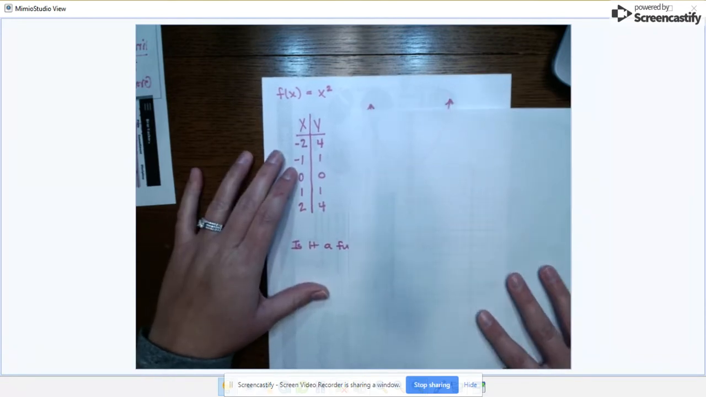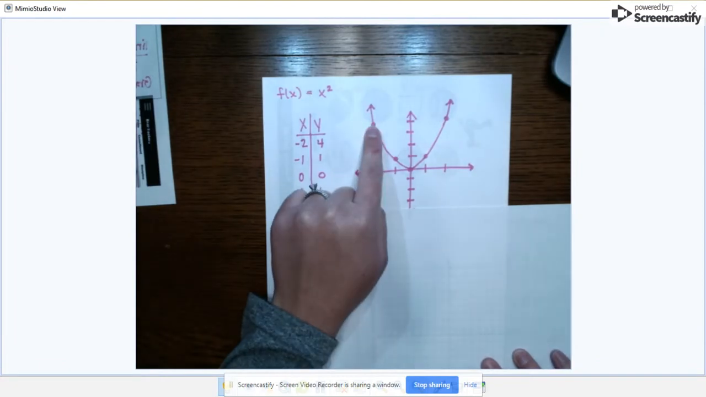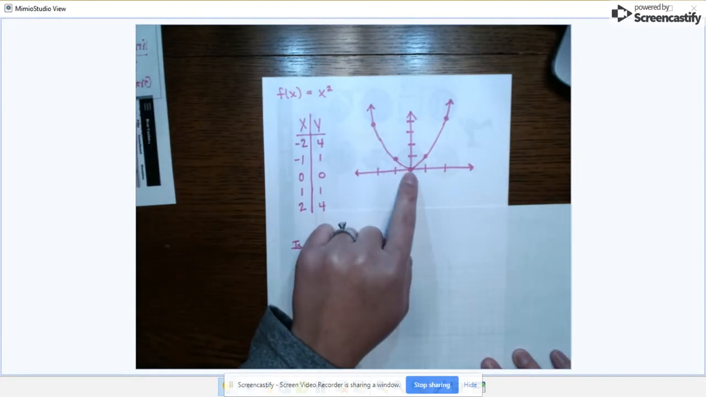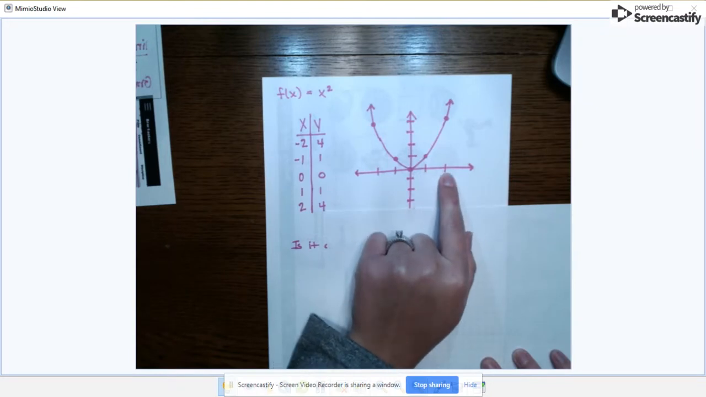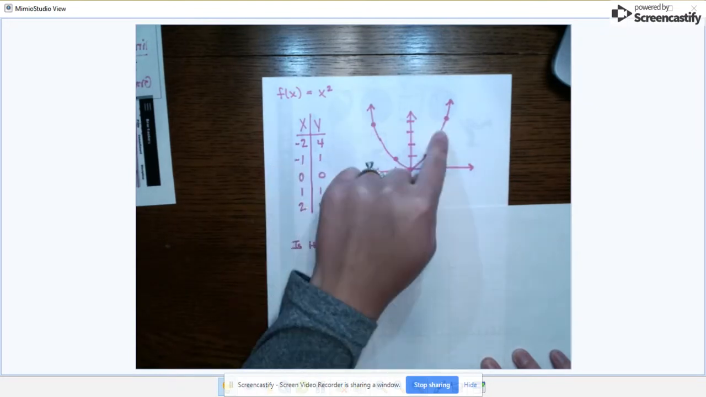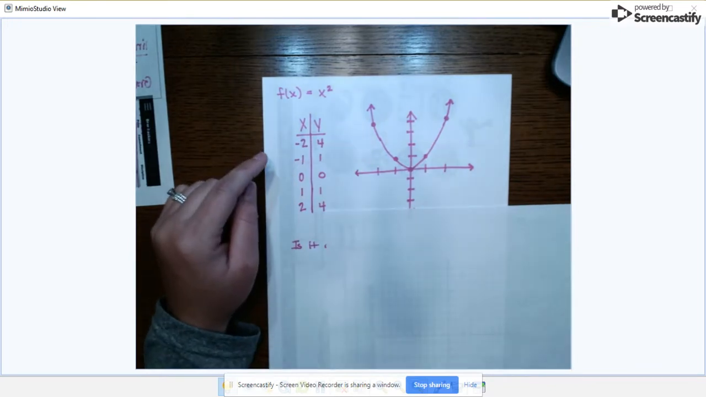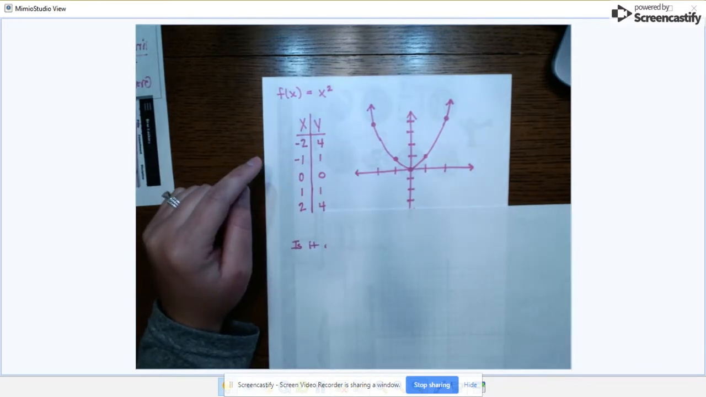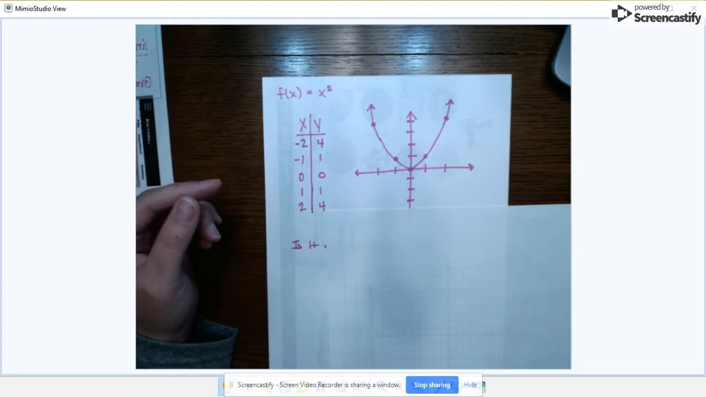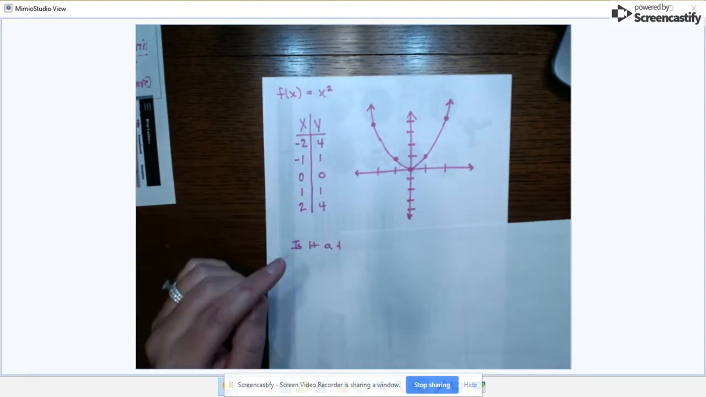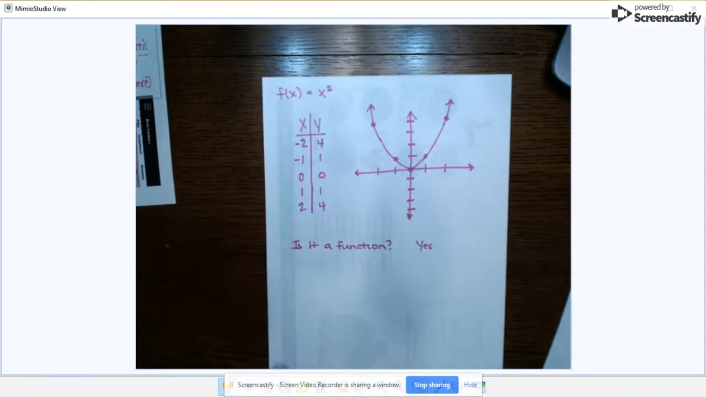So I plotted those points: -2, 4; -1, 1; 0, 0; 1, 1; 2, 4. Those make a curved sort of line, so it's what we call a parabola. Is it a function? Well, again, you're given a graph, so does it pass the vertical line test? And it does. So yes, it is a function.